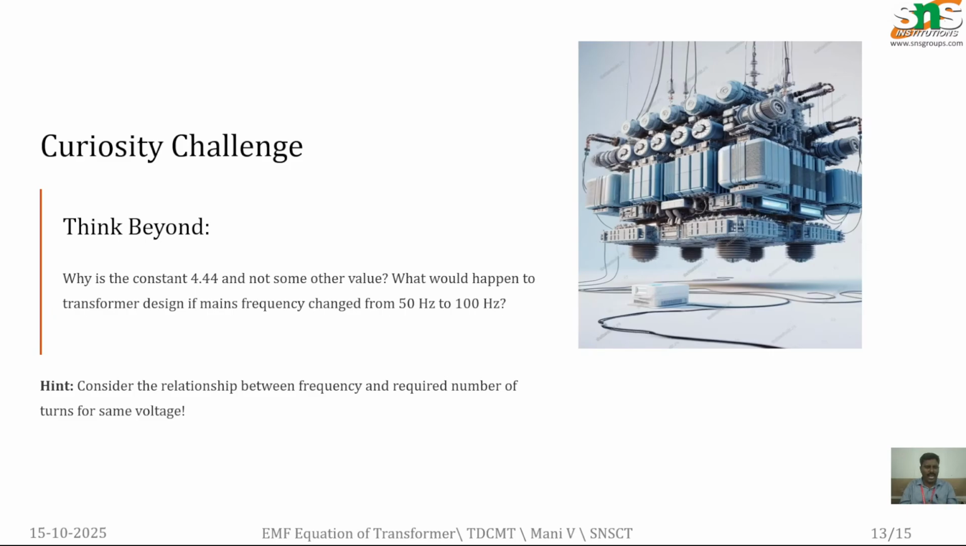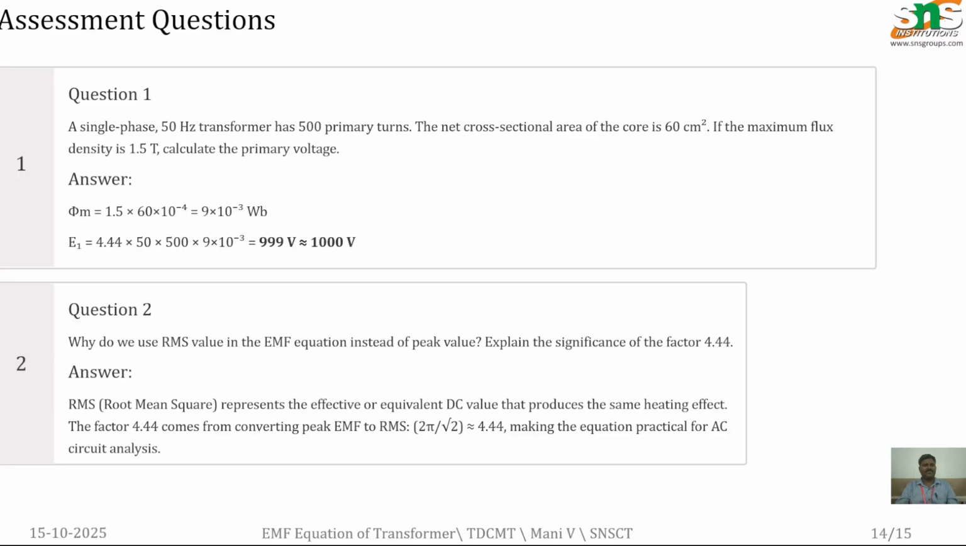So this is a query challenge. You can think and answer in the comment section. Why is the constant 4.44 and not some other value? You can see the voltage ratings are always 1.1 kV, 3.3 kV, 6.6 kV, 11 kV, 22 kV, 33 kV, 66 kV, 110 kV, 220 kV. So it is always in multiples of 4.44. So what is 4.44? Just think and put your answer in the comment section.